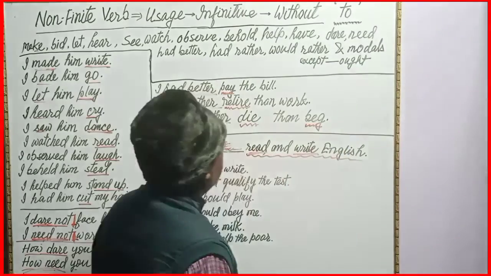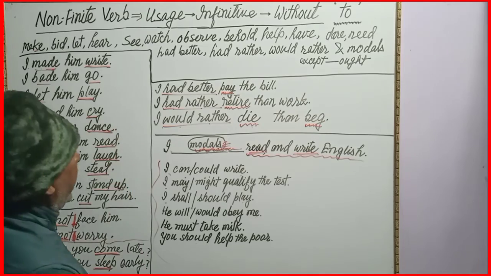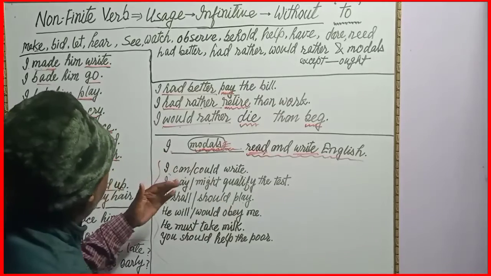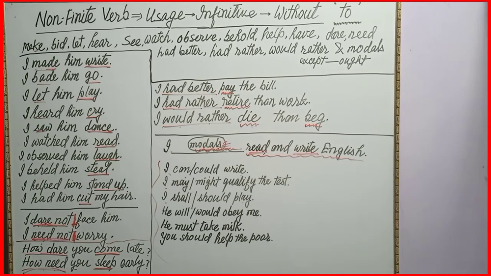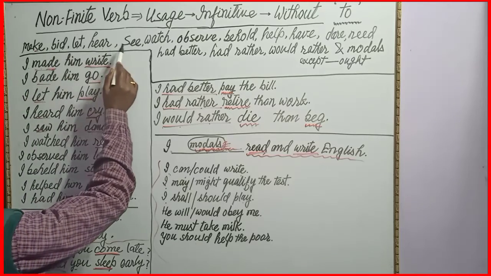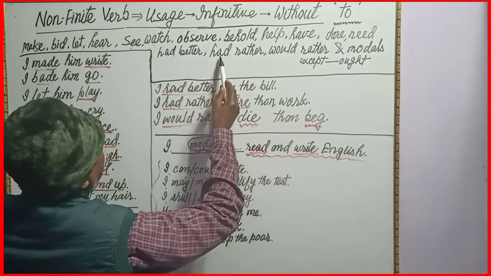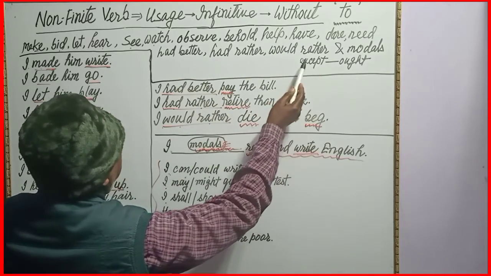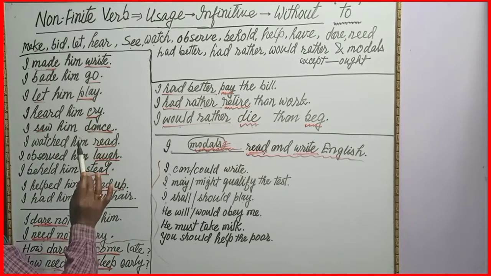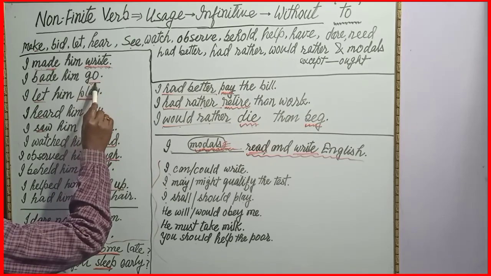For your better learning and understanding, remember, listen to me once again. I would like to remind you of this rule. After make, bid, let, hear, see, watch, observe, behold, help, have, dare, need, had better, had rather, would rather, after these verbs, the "to" infinitive is not used. Without "to", it functions as an infinitive.